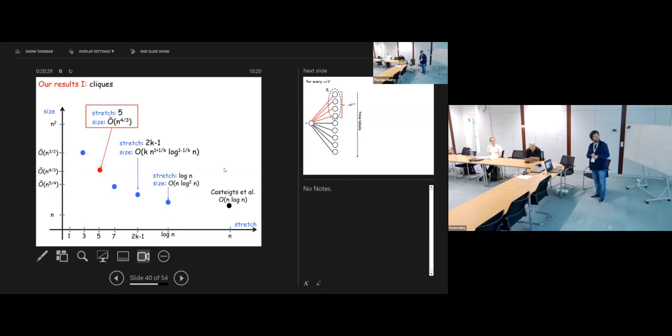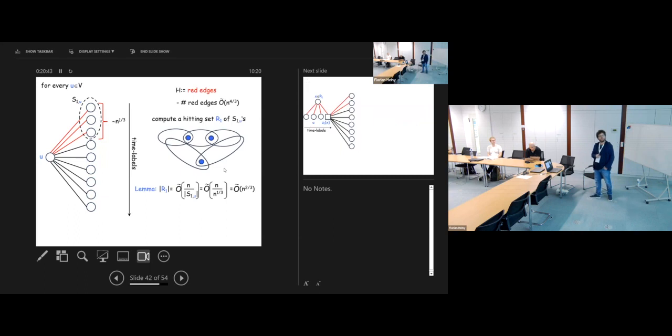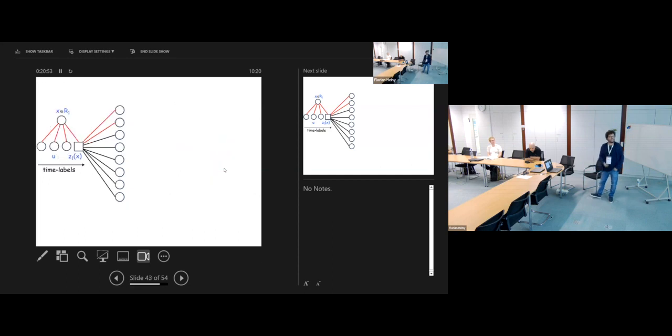And the idea is, instead of considering the first square root of n red edges, we reduce the number of red edges to cube root of n, roughly. Now the number of red edges is reduced to the bound we want, but the size of the thin set increases to this value. How to manage it?